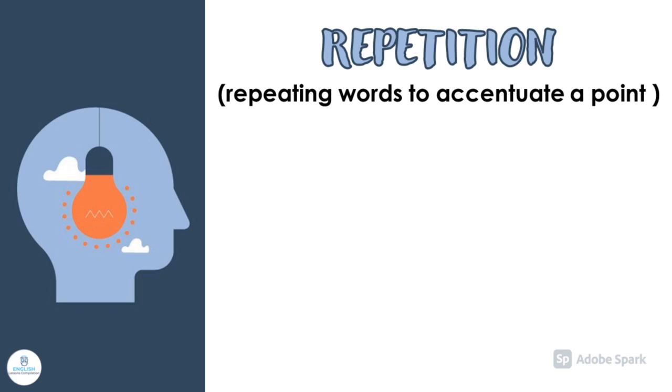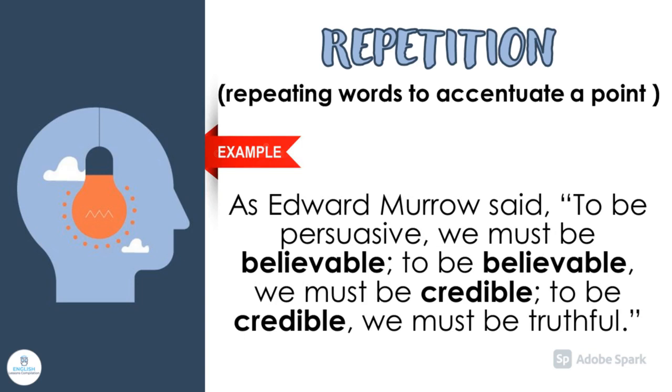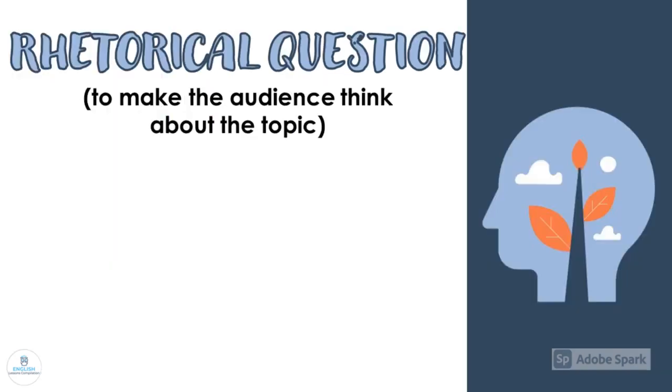The next one is repetition. It is the technique used when one is repeating words to accentuate a point. Example: as Edward Murrow said, to be persuasive, we must be believable. To be believable, we must be credible. To be credible, we must be truthful.